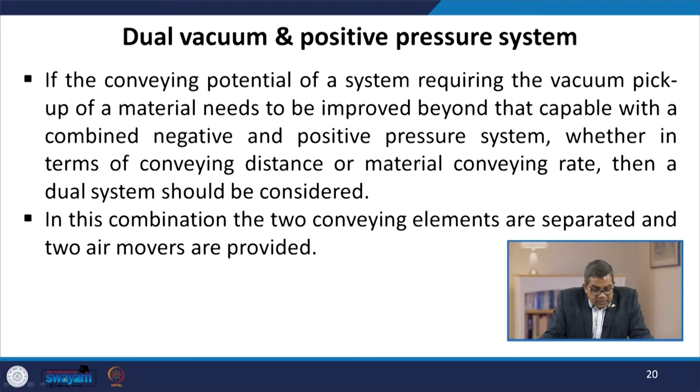Apart from this, there are dual vacuum and positive pressure systems. If the conveying potential of a system requiring the vacuum pickup of material needs to be improved beyond that capability with a combined negative or positive pressure system, whether in terms of conveying distance or material conveying rate, then a dual system should be considered. It is a good candidate to be considered.